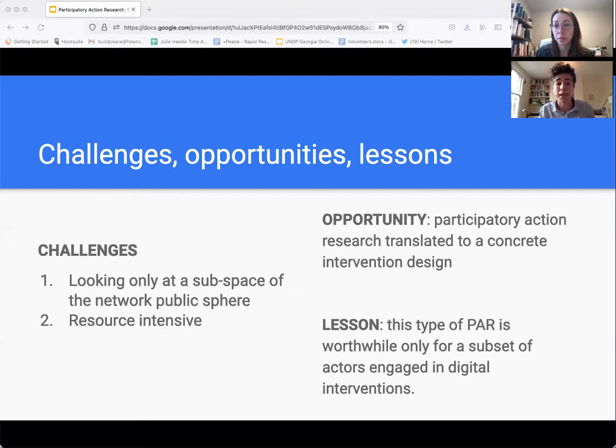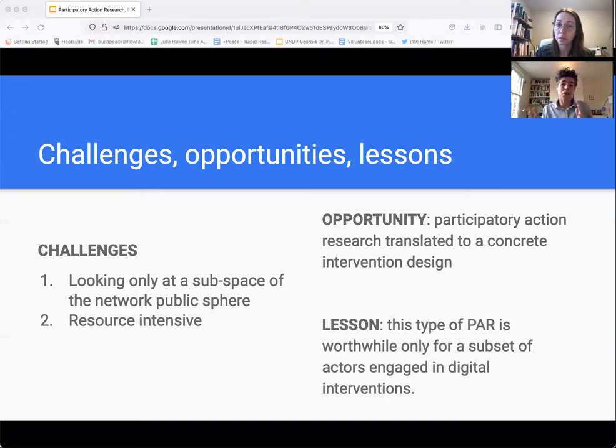I'm actually going to start with the lesson, which is that I think this type of participatory action research on social media is worthwhile only for a subset of actors who are engaged in digital interventions in a sustained way. So who plan to continue to try to influence conversations on social media, polarization on social media, to try to shift the network public sphere. People who just want to have a snapshot of what is happening, maybe this kind of process is too intensive to engage with. So I think that's maybe the main lesson.